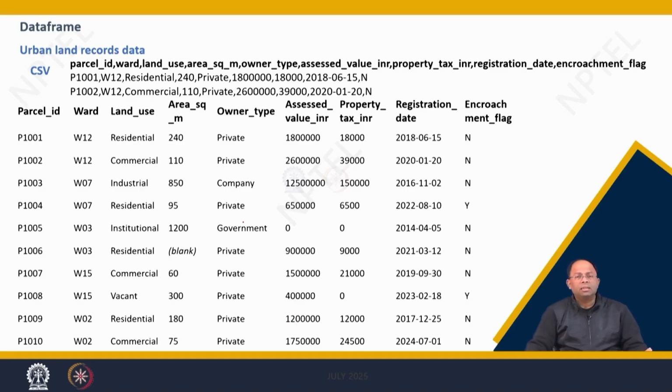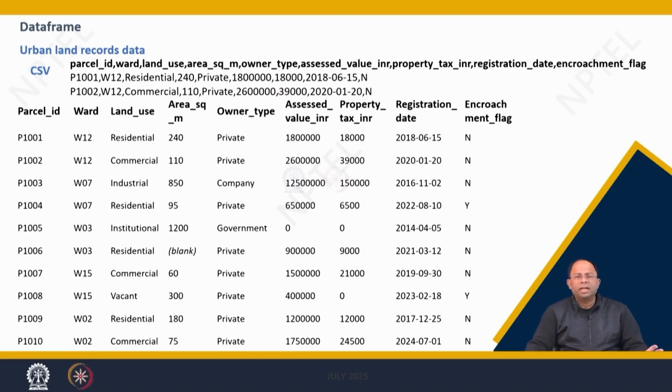So, here we are using this CSV file, which is urban land records data. Now, you can see the CSV file at the top. I have not given you all the rows, but you can see the title row, that is the parcel ID, ward, land use, area square meter, owner type, assessed value in INR, property tax in INR, registration date, encroachment flag. So, these are the different columns. Obviously, encroachment flag is yes or no. It is a binary thing. So, is that particular plot encroached or not?